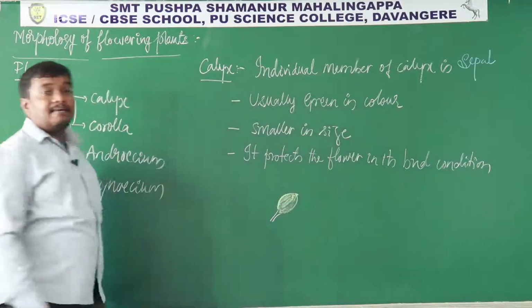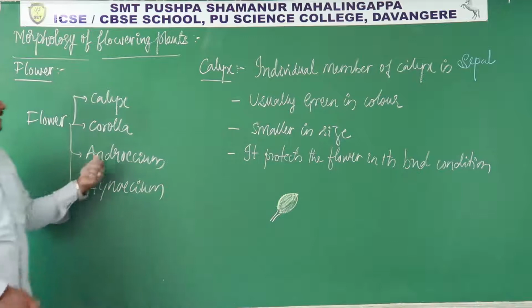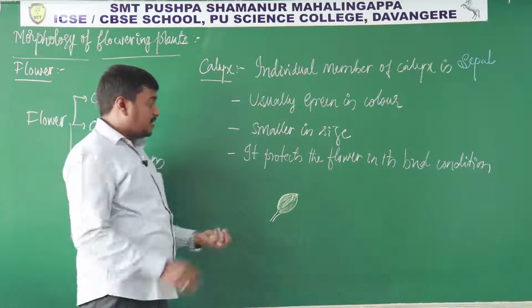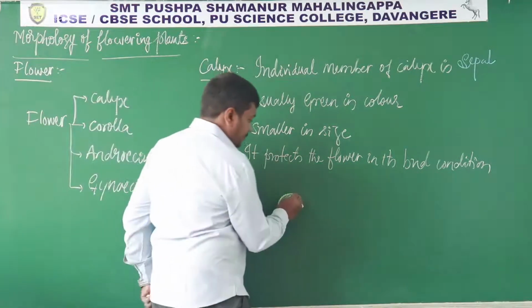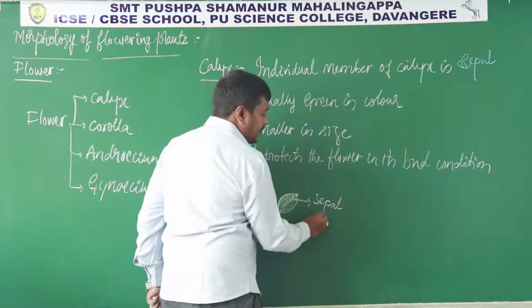So the sepal completely covers all the floral structures like corolla, androecium and gynoecium. All the structures are completely protected by this calyx. Okay, so this is the sepal in bud condition.